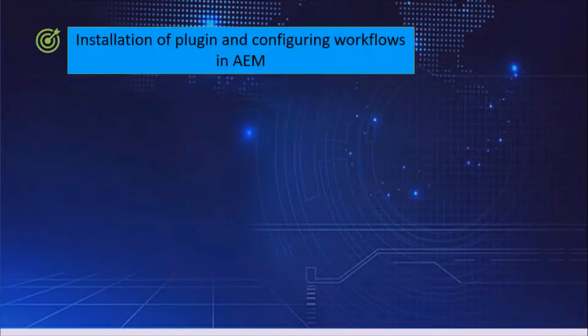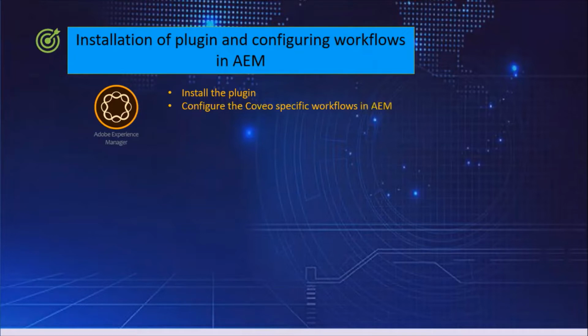The easiest way of integration from AEM to Coveo is through the connector plugin. This connector is provided by the Coveo team. You can raise a request for it and install it on your AEM. Once installed, we have to configure workflows to enable the content publishing from AEM to Coveo. We will see a demo now.